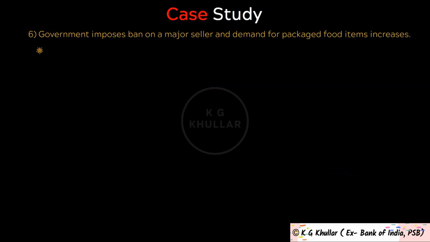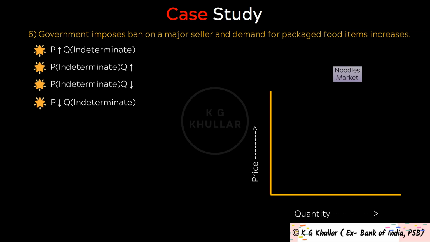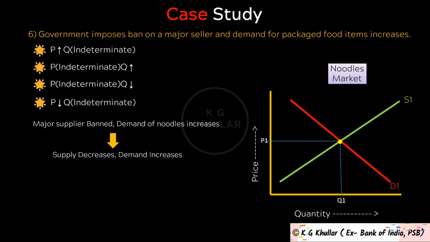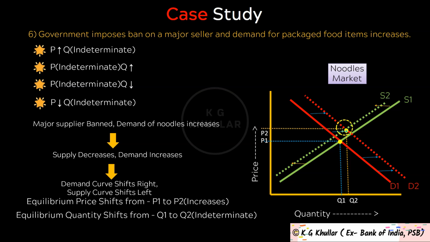Next question is, government imposes a ban on a major seller and demand for packaged food items increases. And these options are given to you. Friends, this question is also similar to the previous question. Just try it yourself. Well, in this case, supply will go down and demand will go up. So the new curve will look like this. And as you can see, the supply curve will shift left and the demand curve will shift right. Finally, we can conclude that new equilibrium price will go up without any doubt. But equilibrium quantity is indeterminate here, as was the case in the last question. So the correct option for the given question is option A.